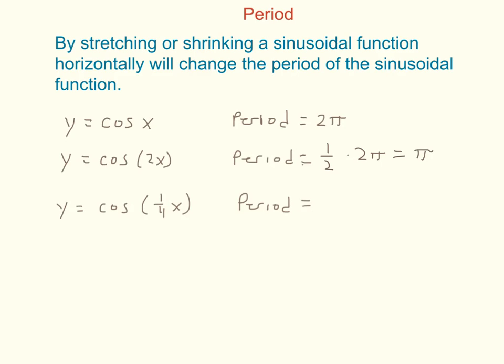In this next one, b is 1/4. That is a horizontal stretch by a factor of 4. So the period is also going to be stretched by a factor of 4. It's going to come out to be 4 times 2 pi, which comes out to be 8 pi. And that will give you the period of these sinusoidal functions.